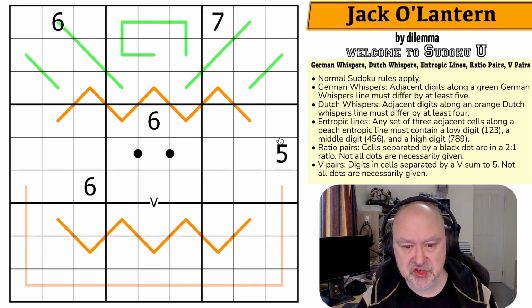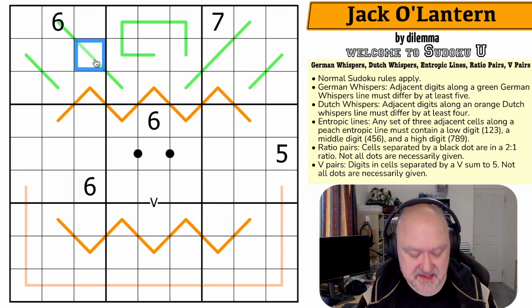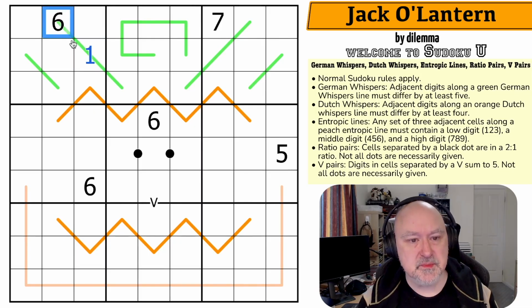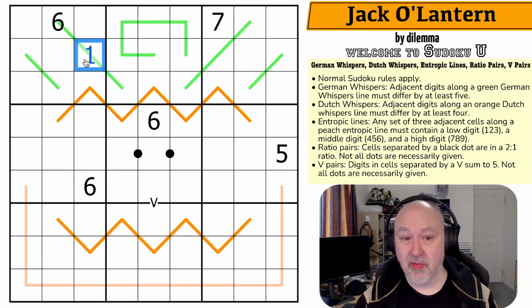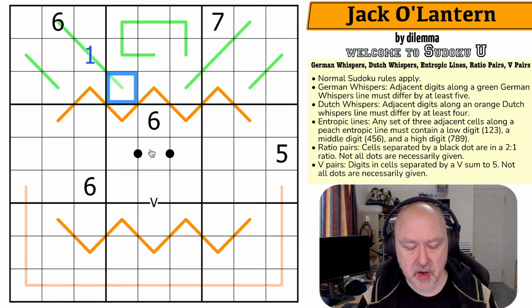Let's give this a shot. So the obvious place to start is this has to be a 1, because this must be at least 5 apart from 6. So I have to either go up by 5, which would make it 11 or higher, or down by 5, which would make it 1 or lower. But that makes it 1 because I'm only working with the digits 1 to 9. This now has to be higher by at least 5, which means this is 6, 7, 8, or 9.